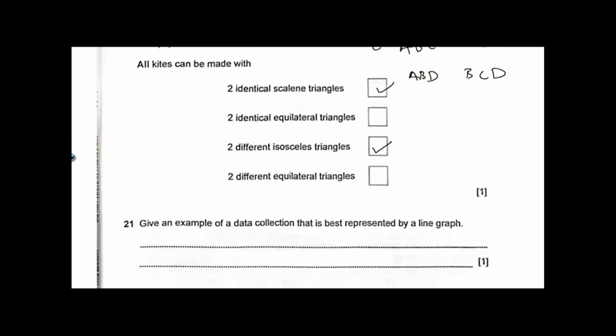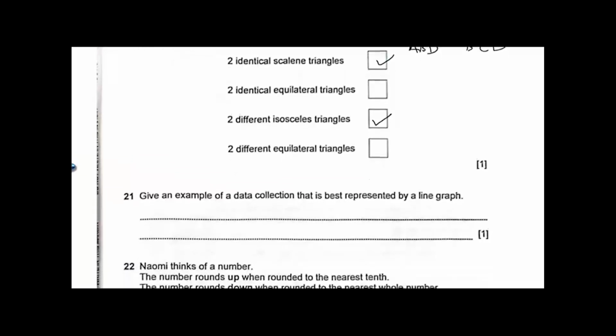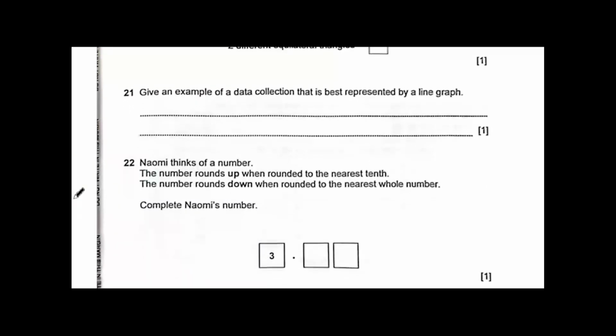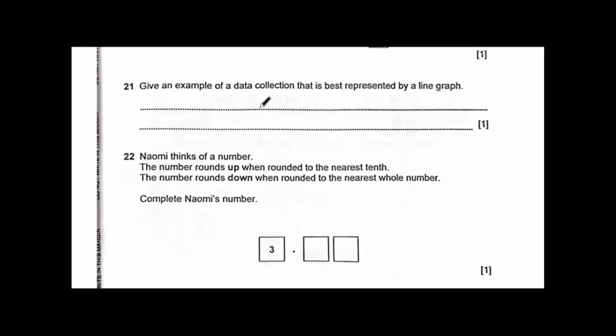So let's scroll. Okay, give an example of a data. That's the next question, 21. Give an example of a data collection that is best represented by a line graph. So we can say the number of bags sold in a store in a week.